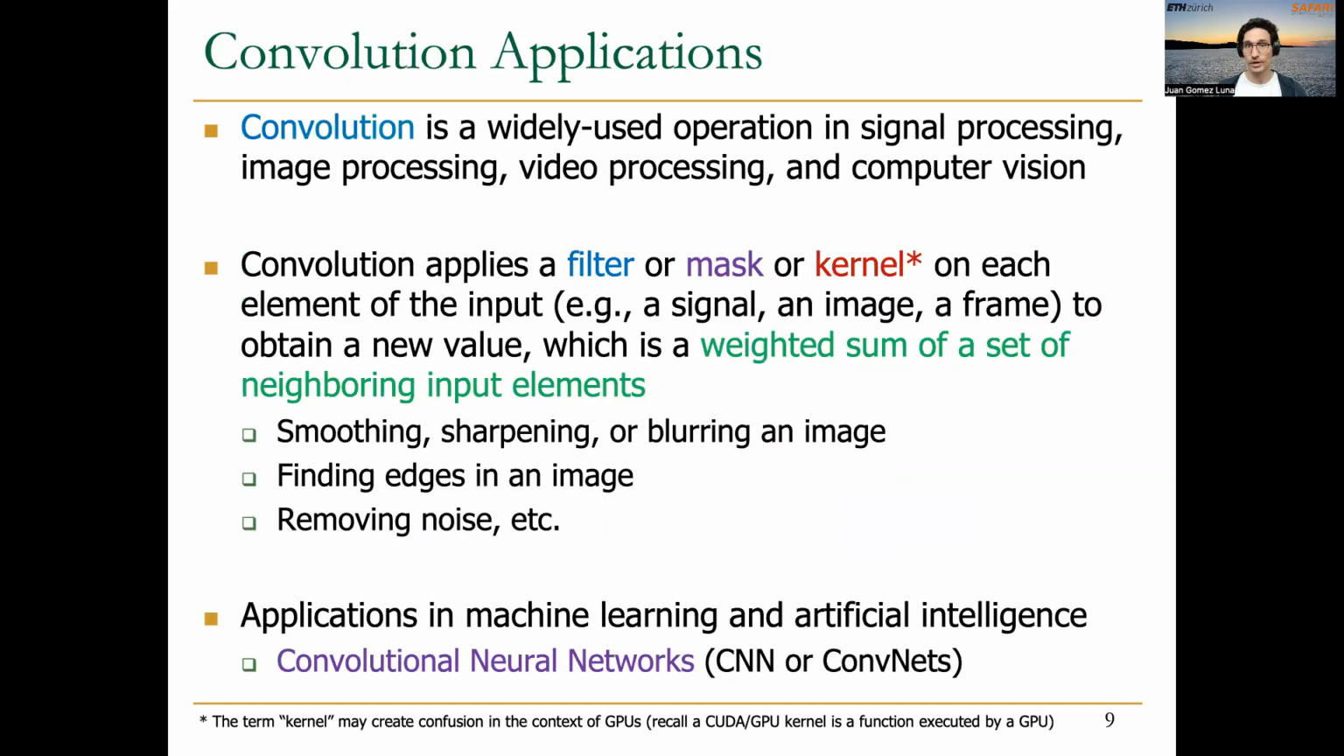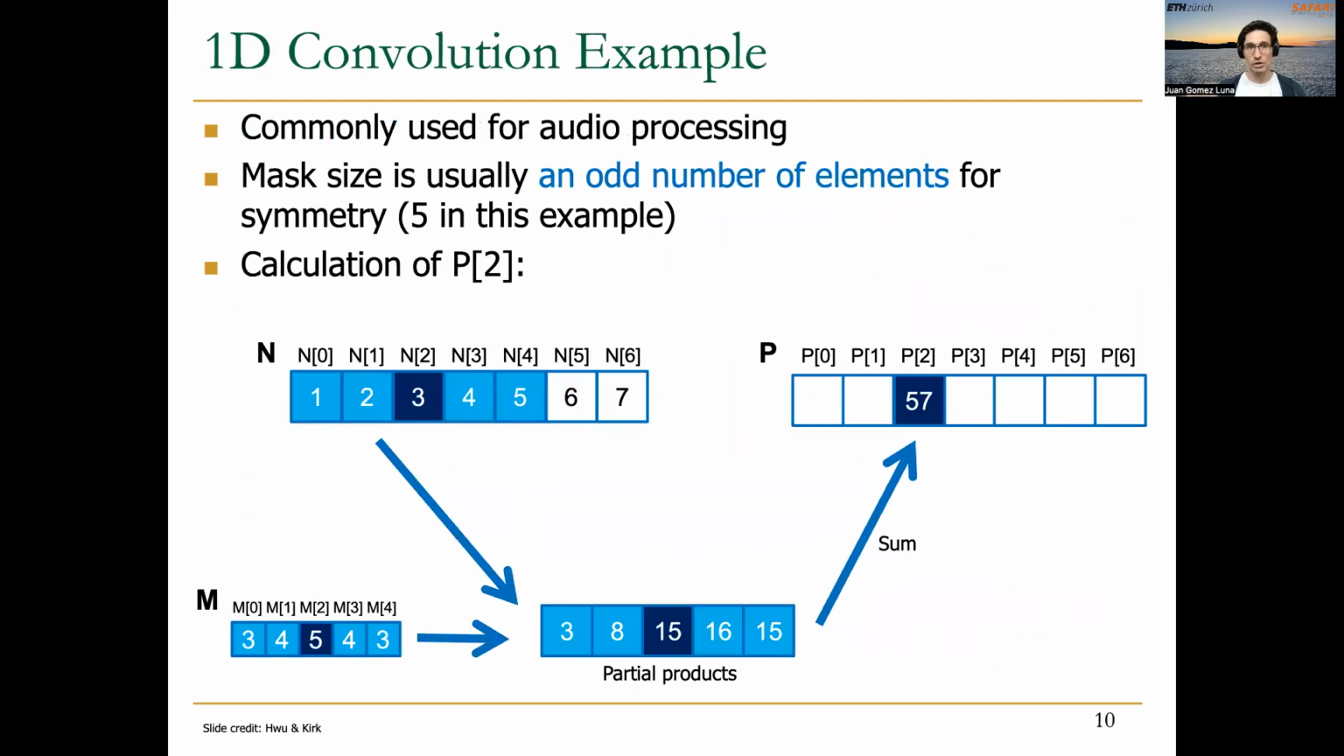Next, we talked about convolution, which is an operation where we apply a filter or a mask on each of the elements of an input in order to compute a weighted sum, and that is going to be the output. Convolutions are very much used today in machine learning and artificial intelligence, for example, as convolutional layers, but they can also be implemented for 1D, 2D, or 3D inputs. In the case of 1D, commonly used for audio processing, as you can see in this example, we are applying a mask M on each element of the input N in order to compute partial products, then reduce them and store in the output array P.